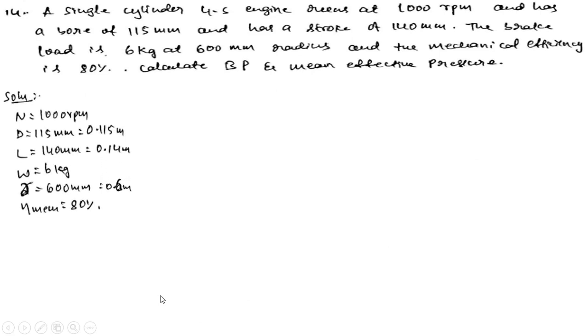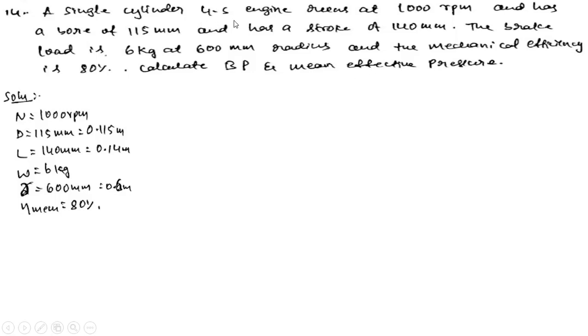So next, let us move to the next problem. In this problem, you can take that a single cylinder 4-stroke engine runs at 1000 rpm and has a bore of 115 millimeter and has a stroke of 140 millimeter. The brake load is 6 kg at 600 millimeter radius and mechanical efficiency is 80%. Calculate brake power and mean effective pressure.